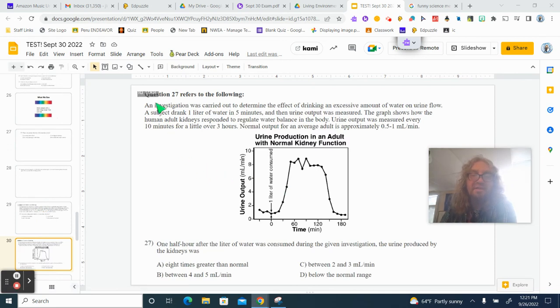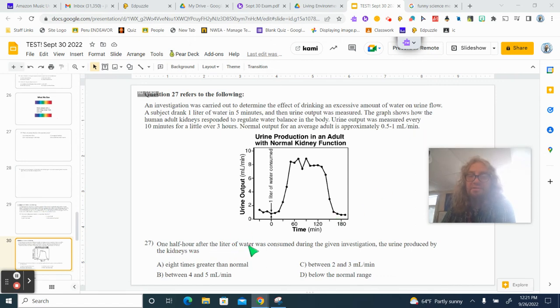Question 27. An investigation was carried out to determine the effect of drinking an excessive amount of water on urine flow. A subject drank 1 liter of water in 5 minutes, and then urine output was measured. The graph shows how the human adult kidneys responded to regulate water balance in the body. Urine output was measured every 10 minutes for a little over 3 hours. Normal output for an average adult is approximately 0.5 to 1 milliliter per minute.